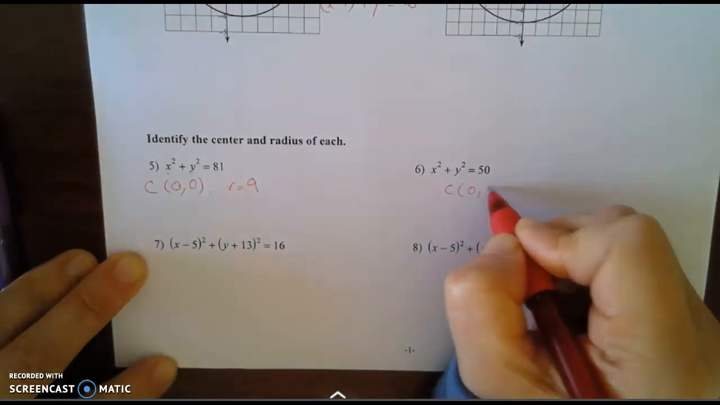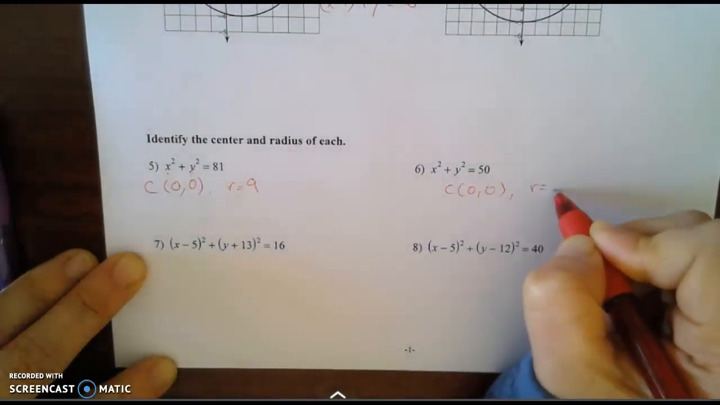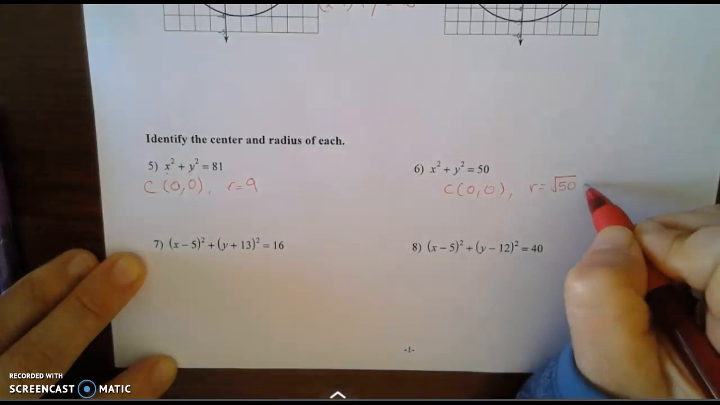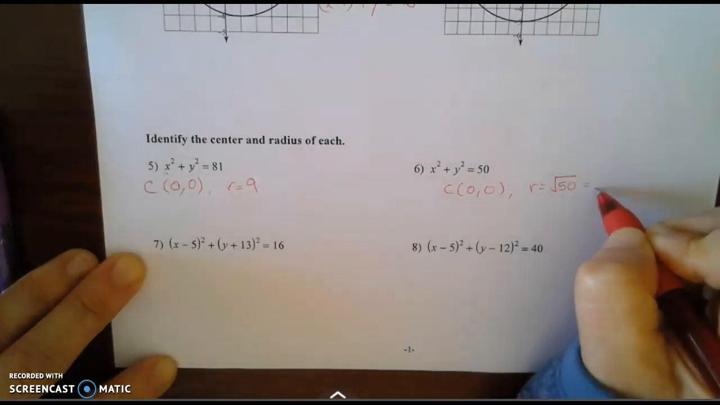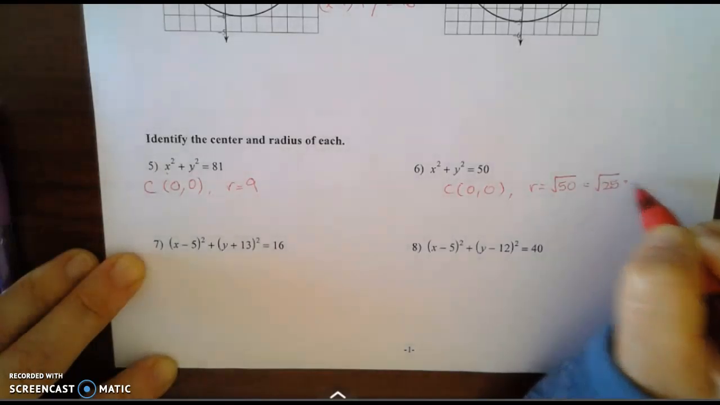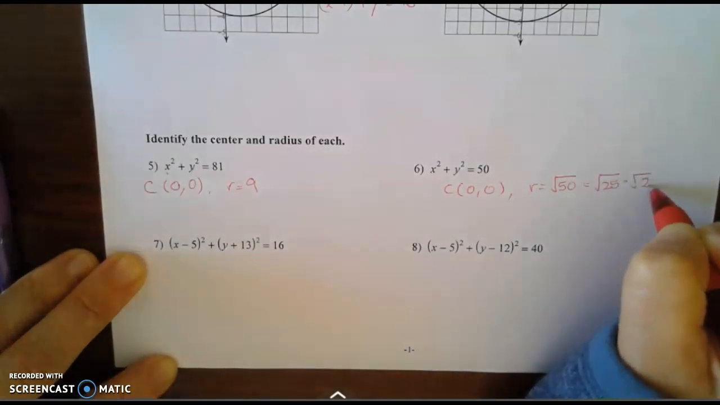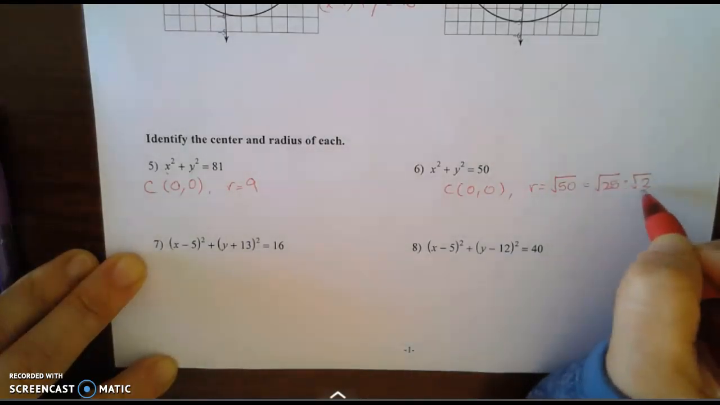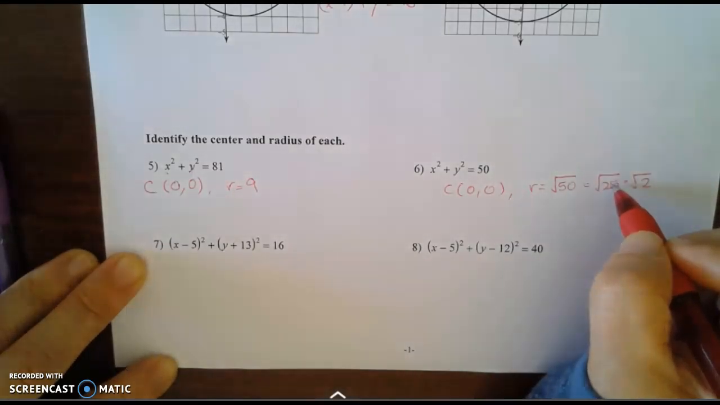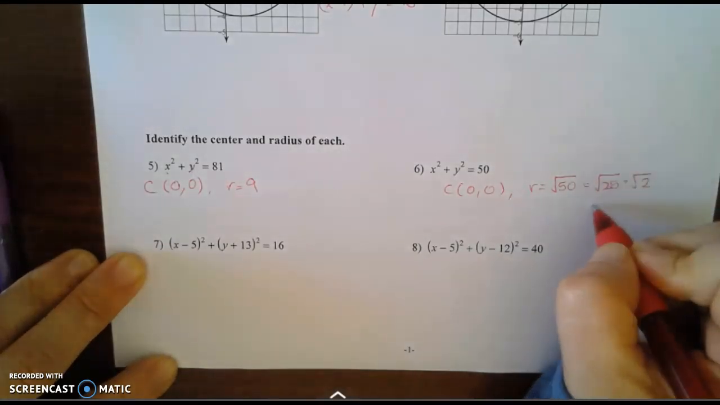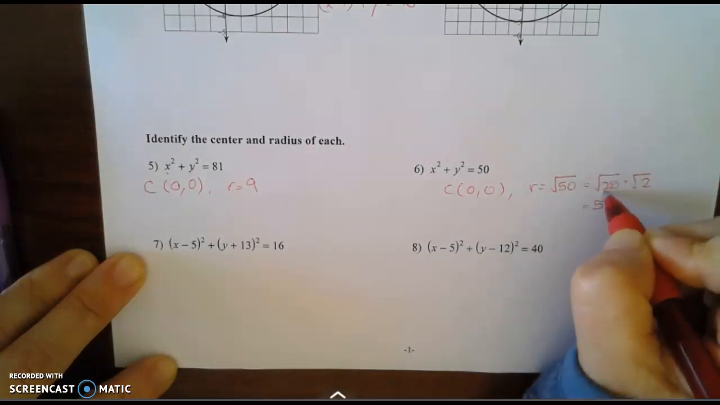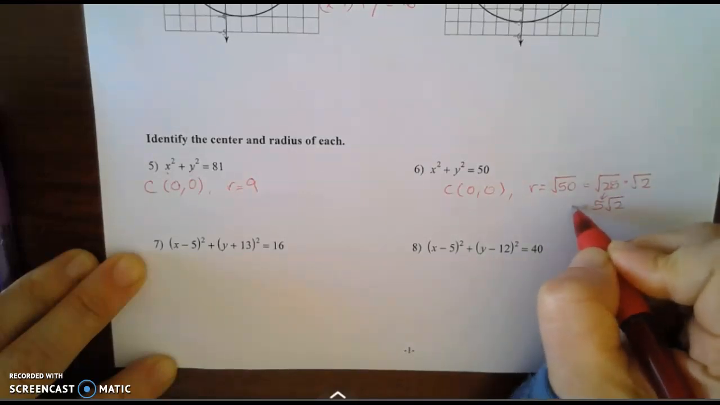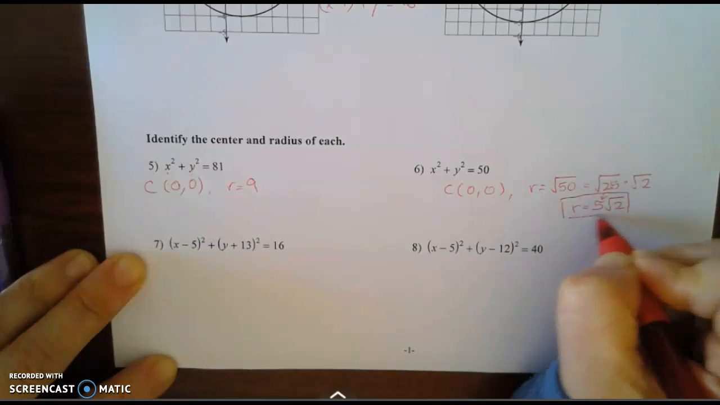What about this? Again, center is 0, 0, and radius in this case is square root of 50. Now what is square root of 50? Can we simplify this any further? Well, we can simplify this as square root of 25 multiplied by square root of 2. Why did I choose square root of 25, not some other numbers like 10 and 5? Because 25 is a perfect square. Square root of 25 simplifies to just 5. And we are left with square root of 2. So it's 5 root 2. So the radius is 5 root 2.